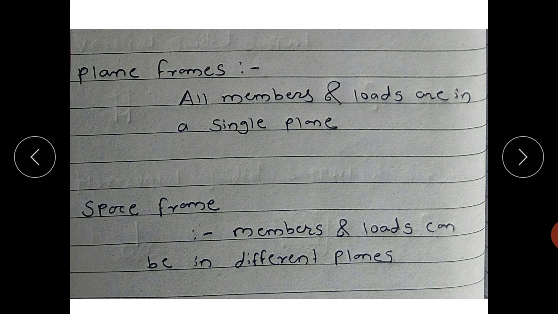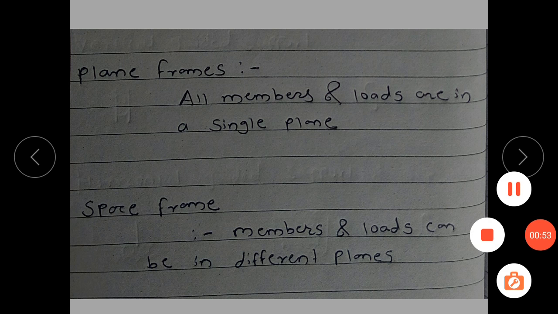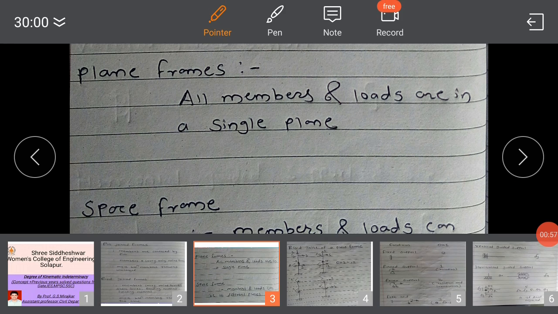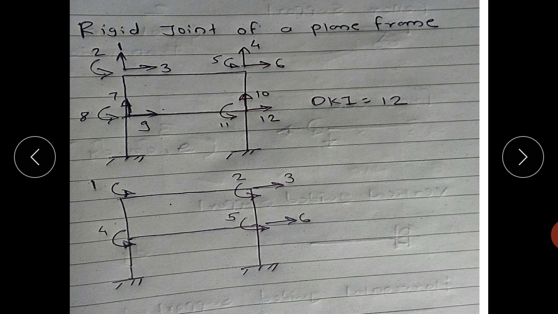Next, plane frames are frames in which all members and loads are in a single plane. In space frames, members and loads can be in different planes. Okay, let's have an example, that is the rigid joint plane frame.